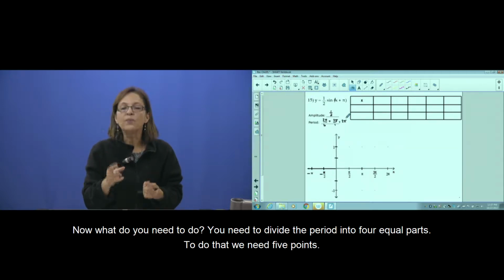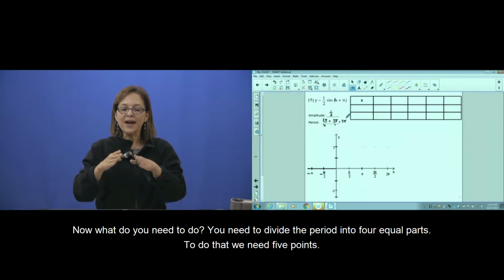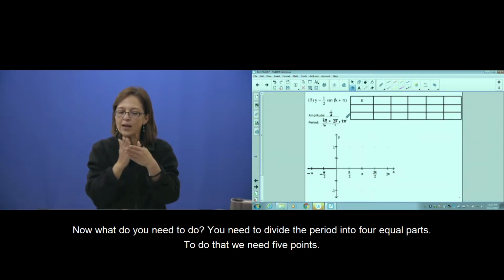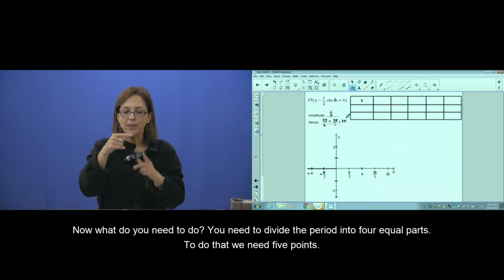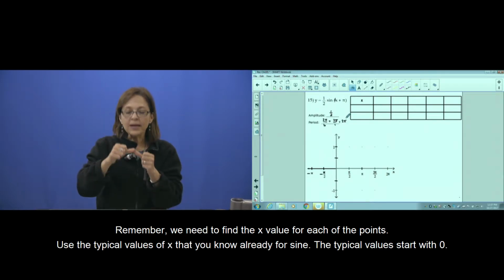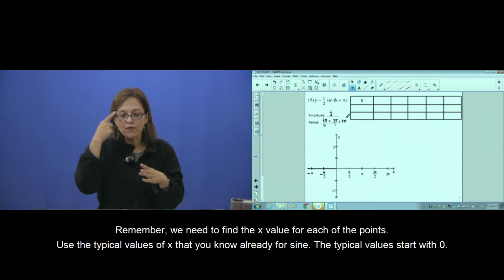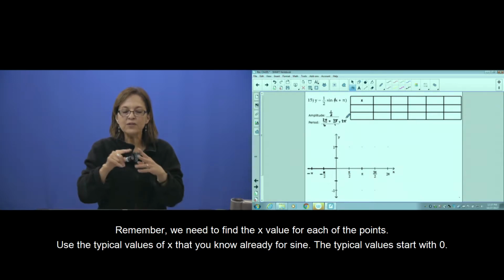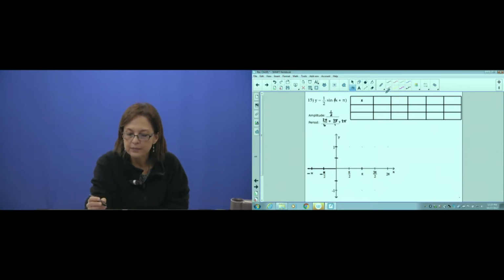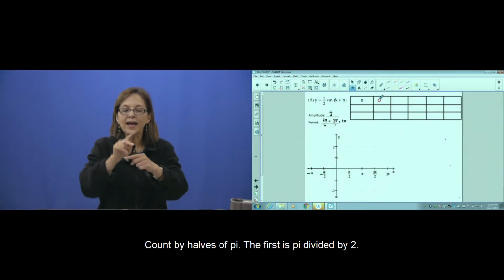Then now what to do? We have to divide the period in 4 equal parts. For that we need 5 points. Remember, we need to find x for each of the points and use the typical values of x that you know already for sine. The typical values start with 0, and count by halves of pi.